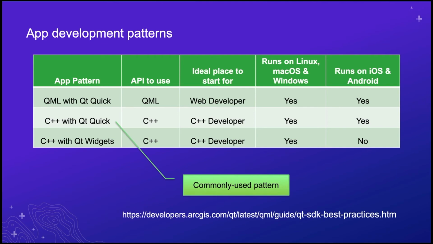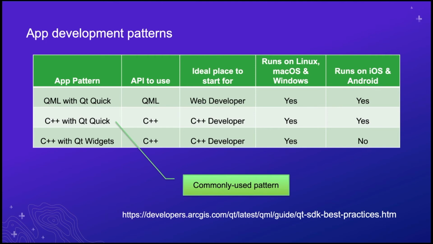The second option is C++ with Qt Quick. In this case, you'll be using our C++ API. So this is great for C++ developers, but the nice thing is that you can use QML for your UI only, and this gives you a nice separation of logic between your QML UI and your C++ backend. This option also supports all of the different platforms.